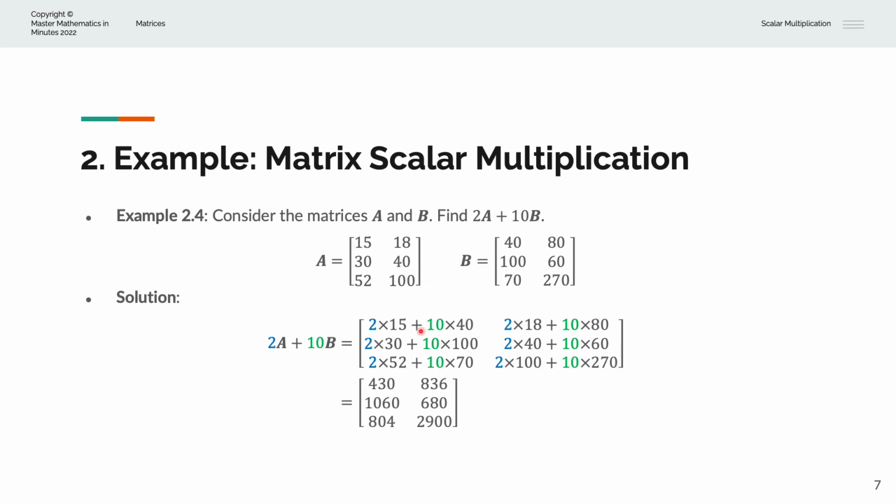So starting with the first entry, we'll multiply the first entry of A, which is 15, by 2, and the first entry of B, 40, by 10. And the sum of that gives us 430. And for the second entry, we'll multiply the second entry of A, 18, by 2, and the second entry of B, 80, by 10. And the sum of that gives us 836. And by following the same approach, we're able to complete the matrix 2A plus 10B.